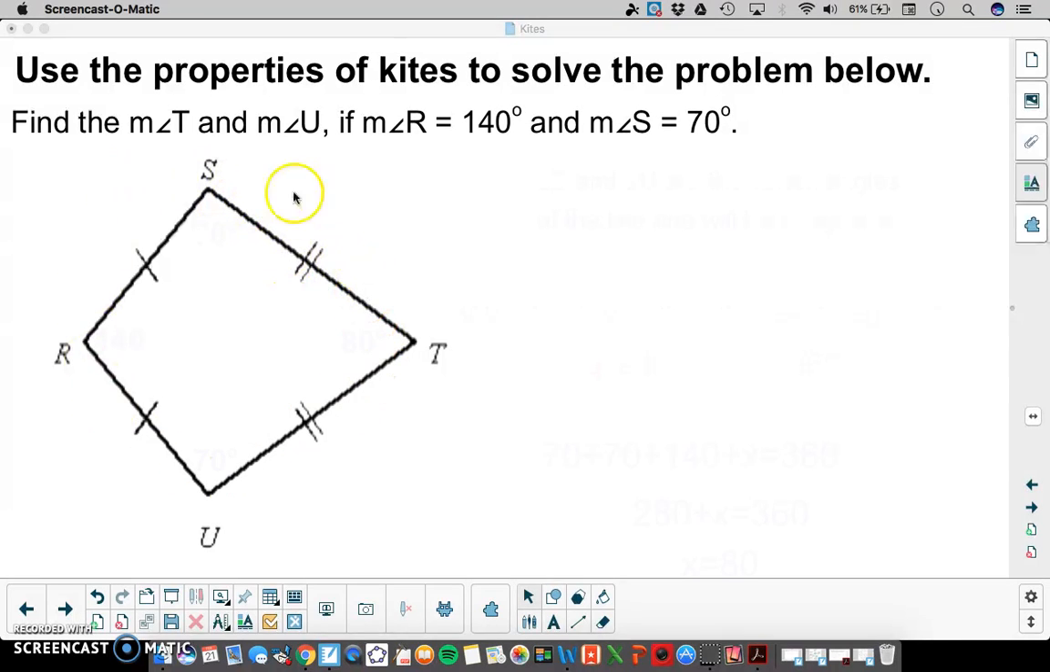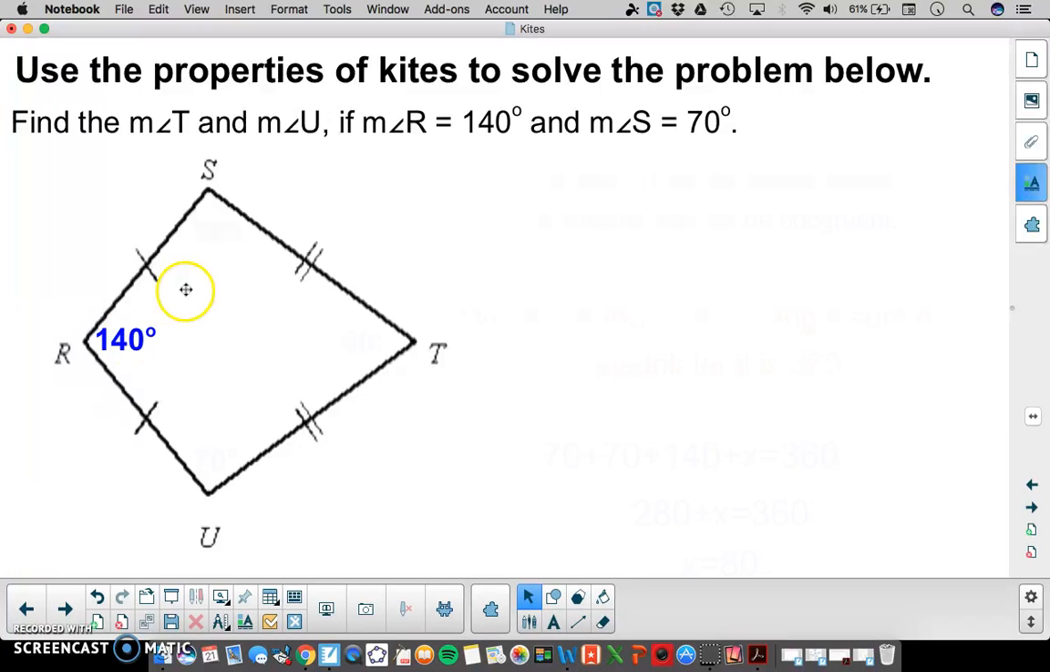For this example, we're given quadrilateral RSTU, and we notice here that SR is congruent to RU and ST is congruent to UT. We also see that those congruent pieces are adjacent to one another. Therefore, we can conclude that this quadrilateral RSTU is a kite. So we know we can use the properties of kites to solve for the measure of angle T and the measure of angle U, if we know the measure of angle R is 140 and the measure of angle S is 70.